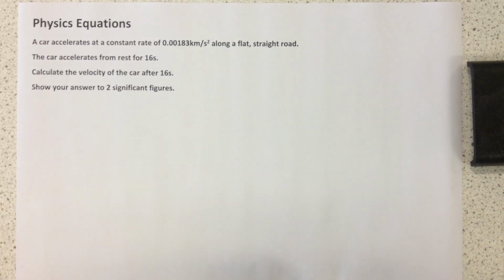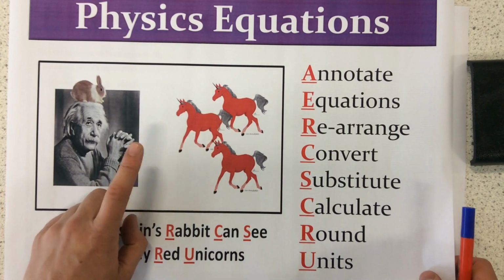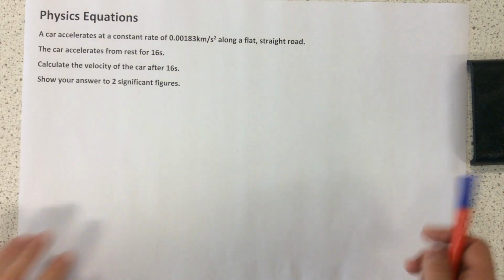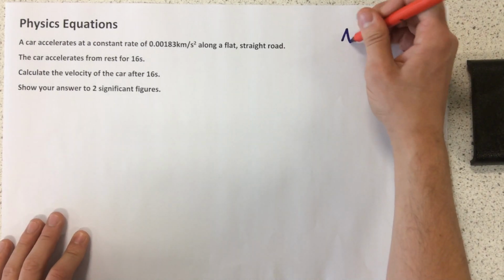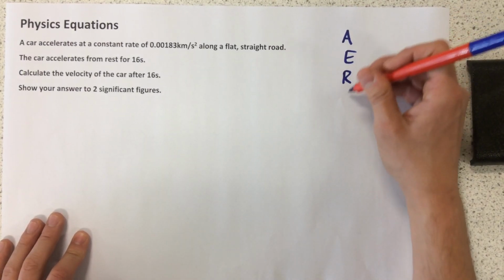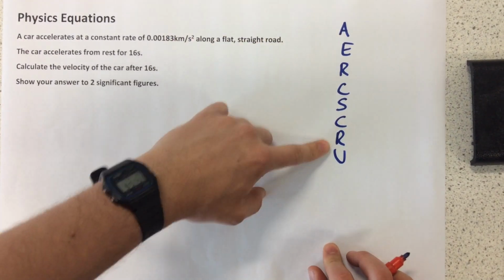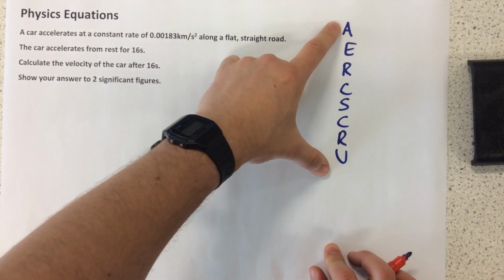So the very first thing I want you to do is think back and remember this. This is the bit that you revise to help you remember. So you write down right here, Albert Einstein's rabbit can see completely red unicorns. You literally write this down because this becomes your checklist.